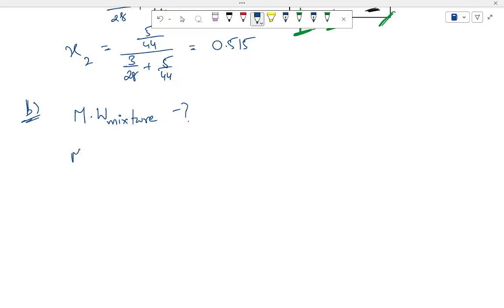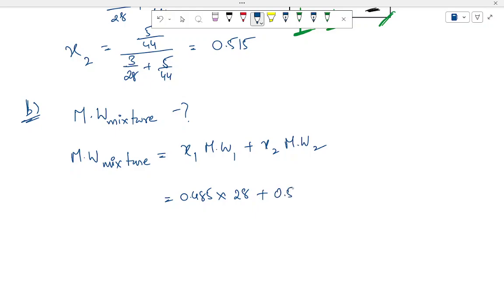Is asking you to find, let us write that first, and then the formula we have seen is in terms of x1 into the molecular weight 1 plus x2 into molecular weight 2. So you got the x1 value with you, which is nothing but 0.485 into the molecular weight of the 1, that is nothing but your nitrogen, which is 28, and the x2 value you got as 0.515, and the molecular weight of the 2 is nothing but the molecular weight of the carbon dioxide, that value is 44.